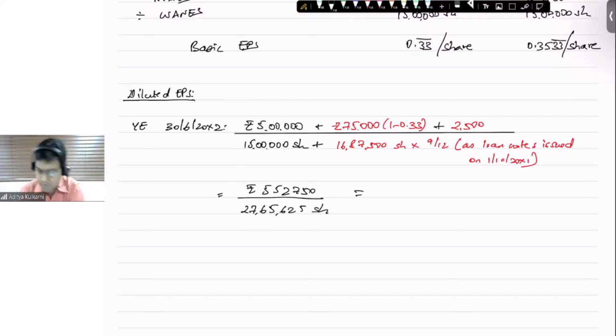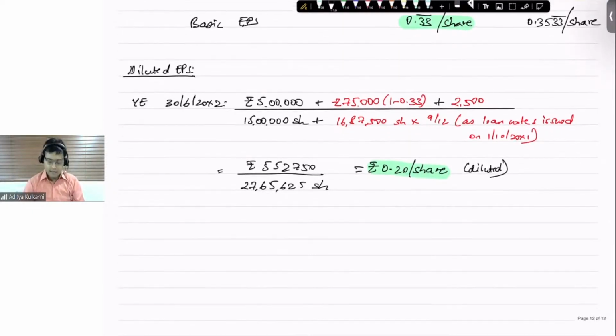27,65,625 shares divided by 0.20. Immediately you compare this with the basic. Is it lower? Yes. So then you can write in brackets, diluted.